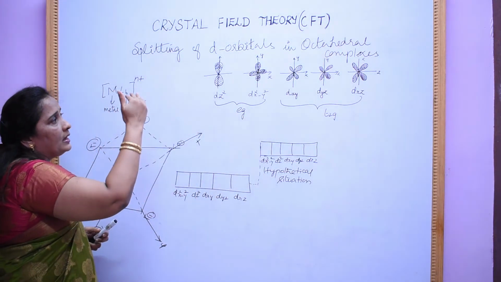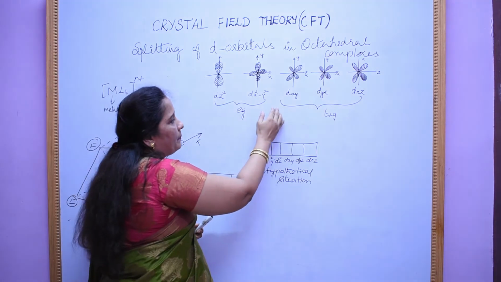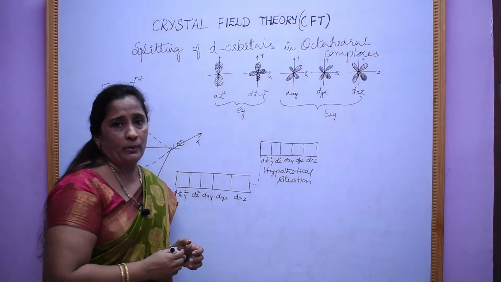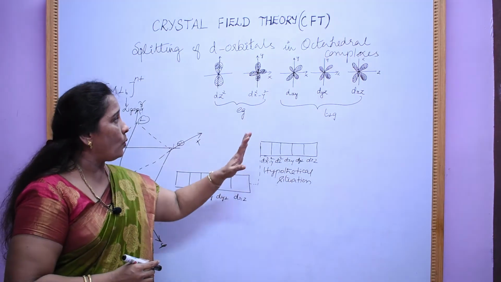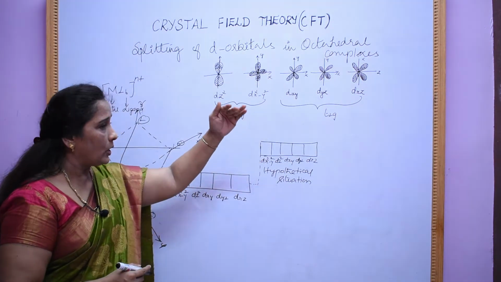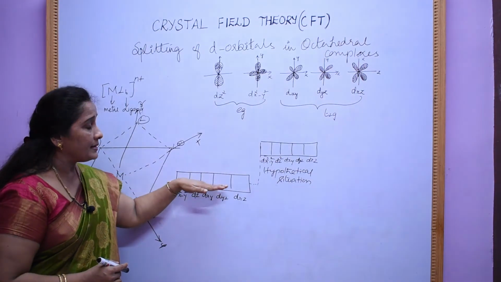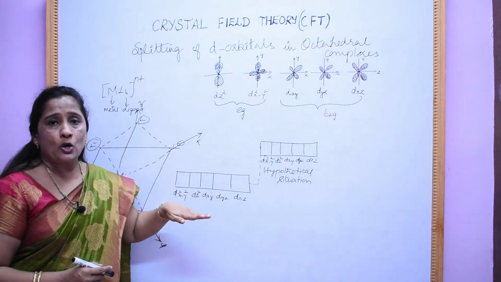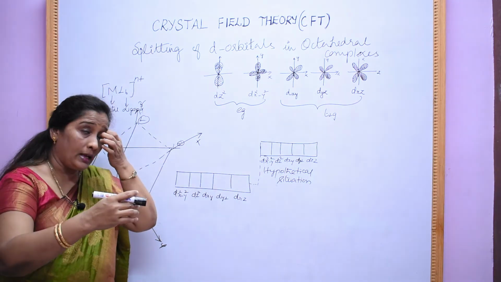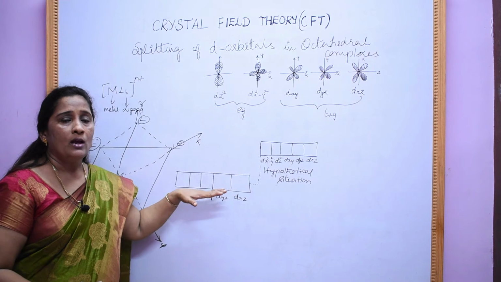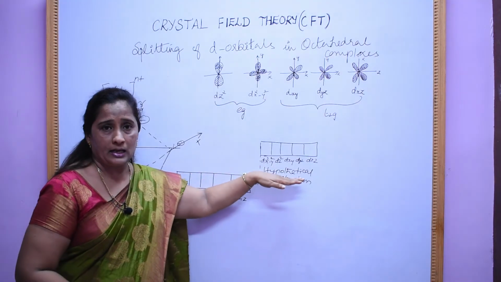They experience greater repulsion when compared to the repulsion experienced by the t2g set of orbitals. Right? So what we have seen now is that when the ligand approaches the central metal cation, there is a repulsion between the electrons in the metal and the negative point charge. So this is raising the level of the 5d orbitals to a next higher energy level.